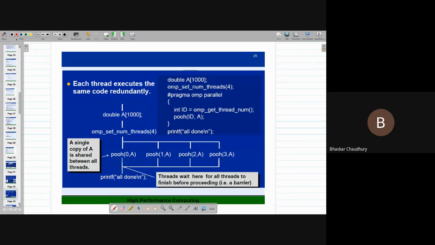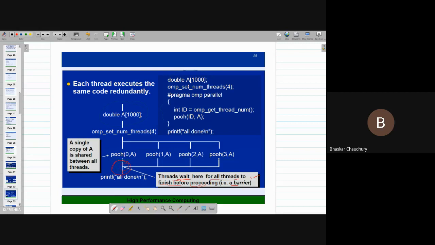Let me use a different pointer. Okay. This is another important point. At this point, threads wait here for all threads to finish before proceeding. This is a very tricky point, because if for some reason one thread does not come here, there is a danger. It is like a never-ending wait, because everybody is waiting. Otherwise there can be a deadlock if one thread does not come back here. So you have to be very careful. This is a very critical point, because there is an implicit barrier here.